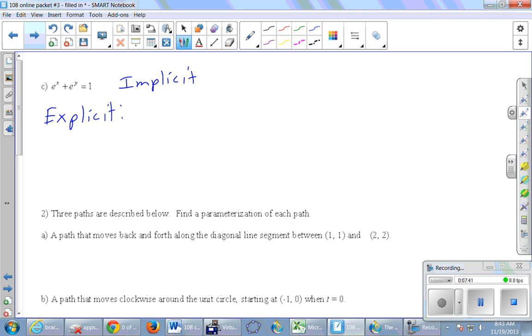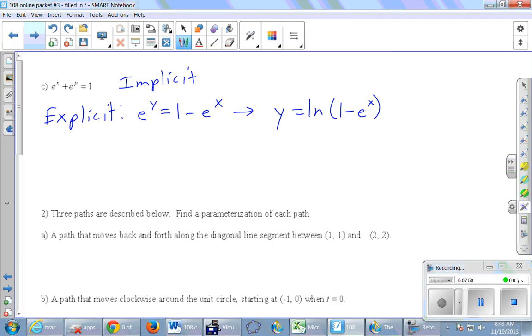Okay, so I'll subtract e to the x from both sides. And then I'll take ln of both sides. ln on the left is just y. ln on the right, sadly, we can't do anything with, because there's no property for ln of one thing minus another thing. And you can't just cancel the ln and the e because this one is in the way. All right, so there's your explicit version of things.